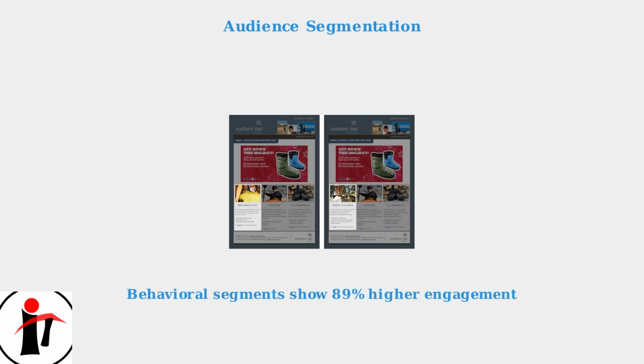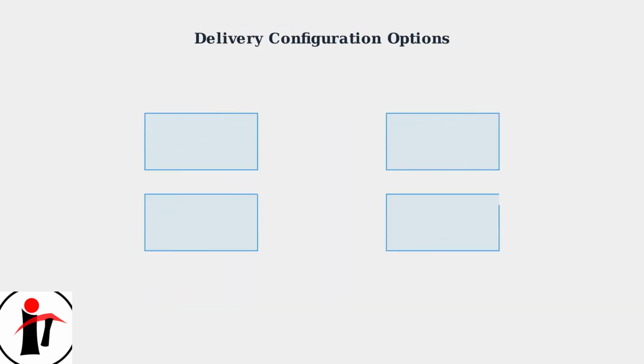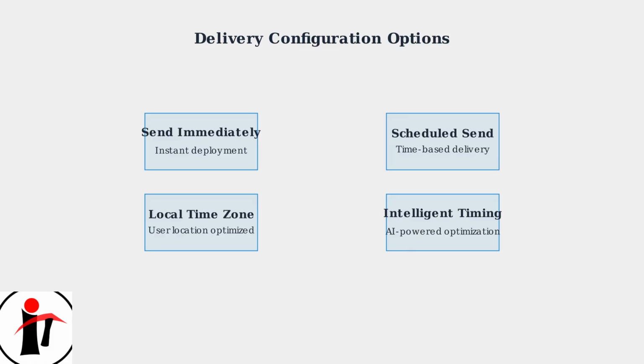The combination of well-designed templates and precise behavioral segmentation creates email campaigns that resonate with individual users, leading to significantly higher engagement and conversion rates. Once your templates and segments are ready, the next crucial step is configuring your delivery settings. Braze offers several powerful delivery options to optimize when and how your emails reach your audience.